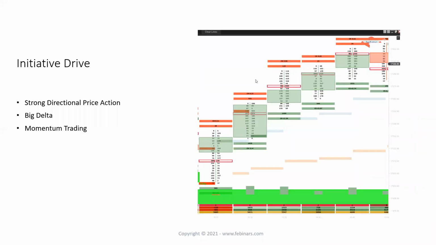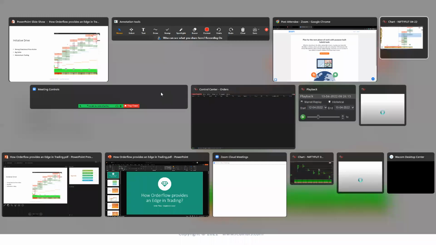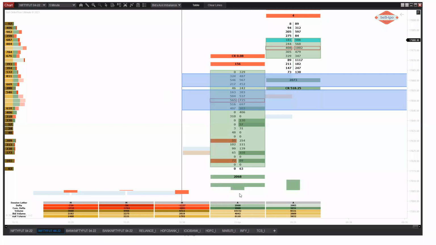Initiative drive always comes with strong volume flow. You'll be seeing big delta, where the size of the delta will be very big. For example, last Friday at the opening, we saw big volumes back to back. Suddenly, in two places, big buyers started coming up. Big players are coming and giving a commitment. We don't know how long they're going to hold.